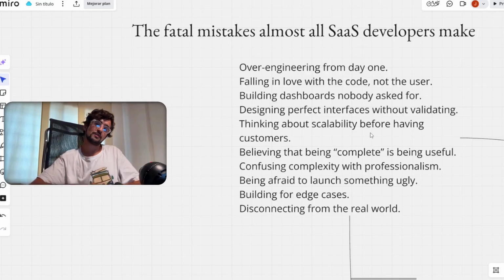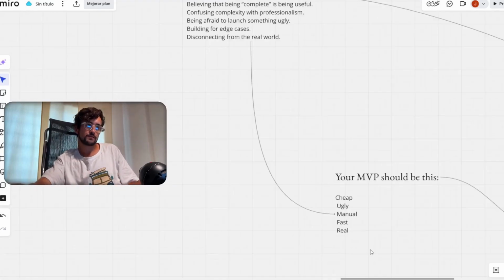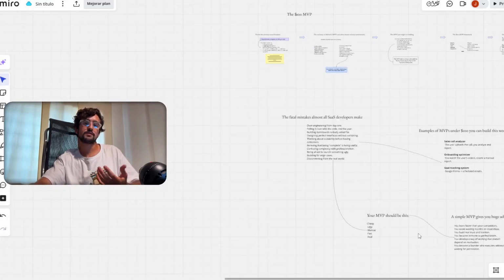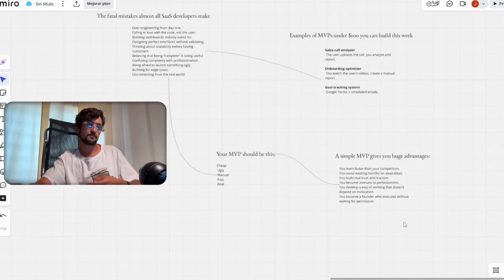This is very common, okay? Everyone wants to launch a perfect minimum viable product, but that's not the purpose of a minimum viable product. Building for edge cases. This is not the purpose. Okay, you can do that in the future, once the product is validated. Disconnecting from the real world, not talking to users. Your MVP should be cheap, ugly, manual, fast, real. I'm not telling you to build a shitty version of your app, but don't overcomplicate this, okay?